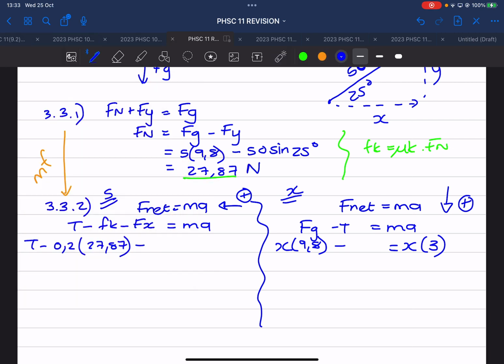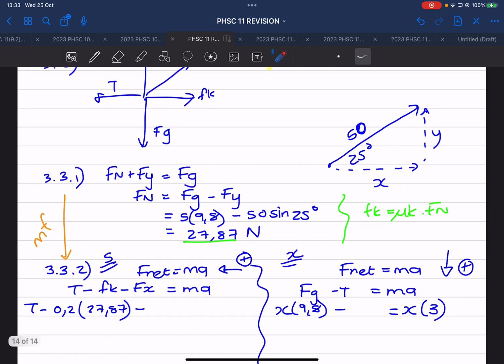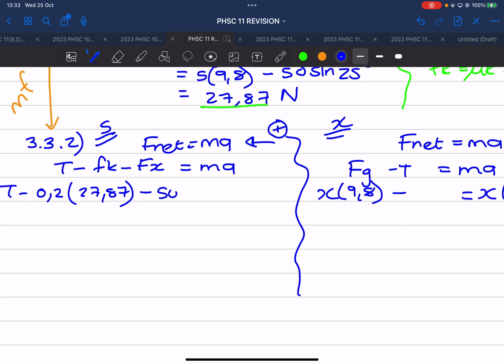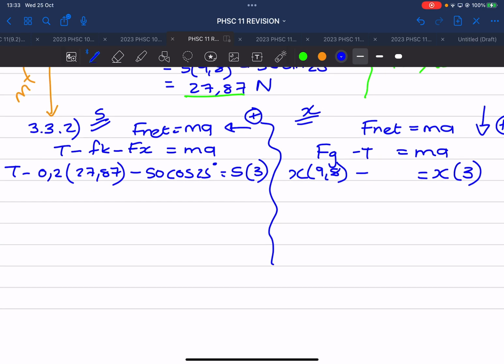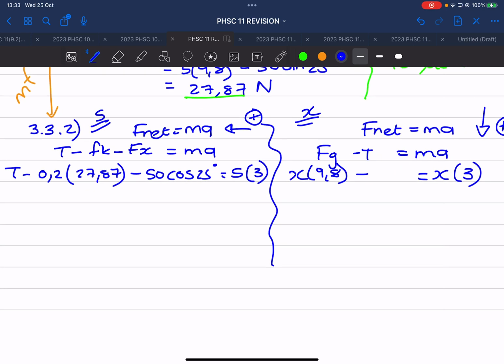Minus Fx, let's see, there's Fx. So it is adjacent over hypotenuse, so it's the cos. So it is 50 cos of 25. The mass is 5 and the acceleration is 3. So we get the tension to be, and I want everyone to type that in. Everyone practice, see that you can do it. Everyone's got a calculator for the exam, eh?